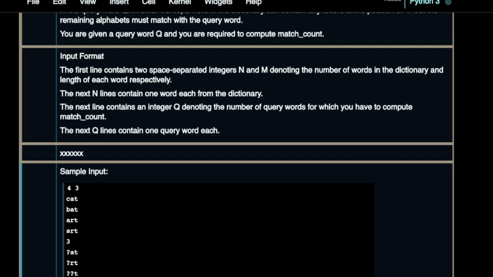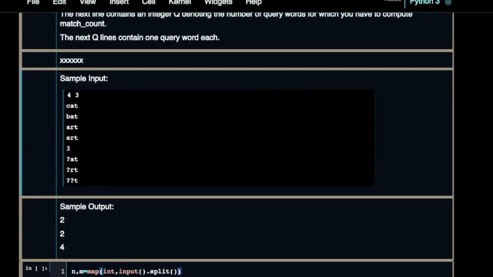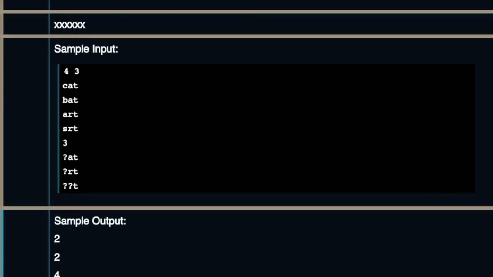Anyway, the next n lines contain the words of the dictionary: cat, bat, any word you want, any m-letter word you want. And afterwards, an integer q denoting the number of query words. So 3 query words: question mark AT, question mark RT, question mark T. Those are the inputs. And what must your output be like? For this question, this will be the output.